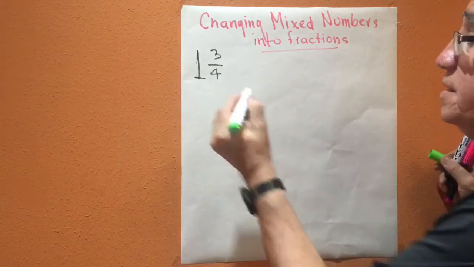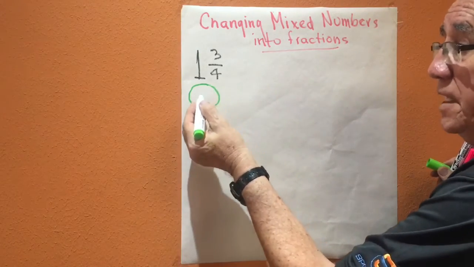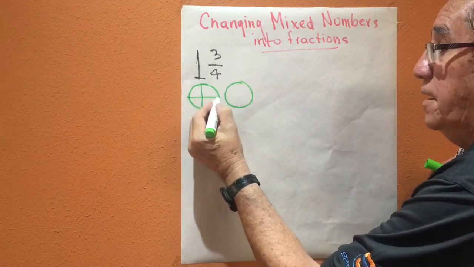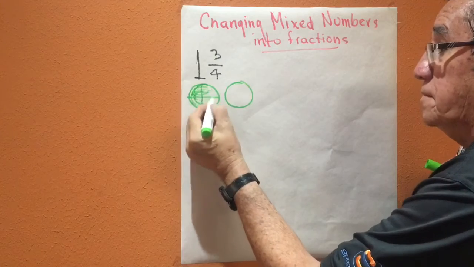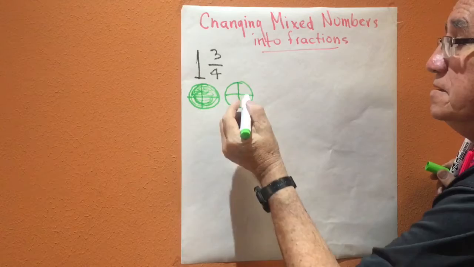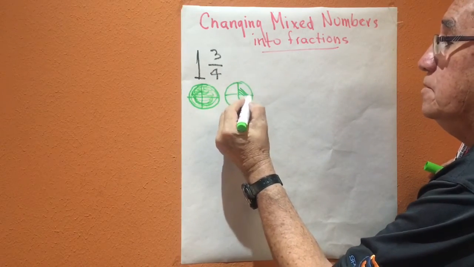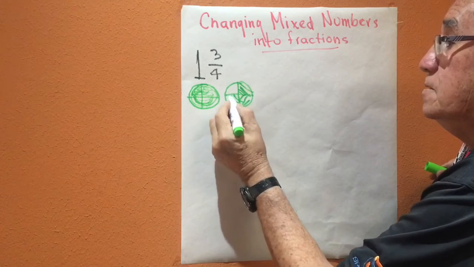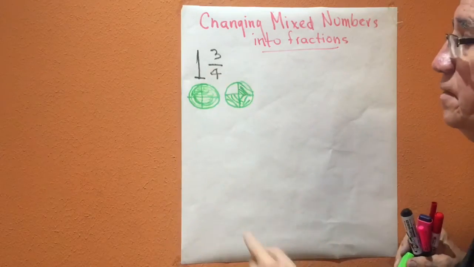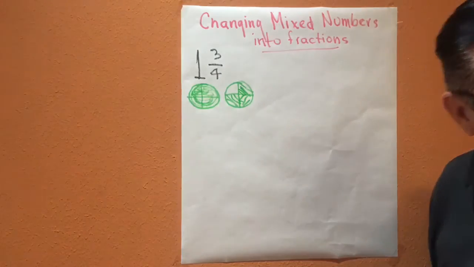What does that mean? That means that I have an apple or a bread, whatever, and another one. This bread is completely whole, and this is divided in 4 parts, from which I only have used 3. So, what's the meaning of this mixed number? One whole number and a fraction. How do we represent this?